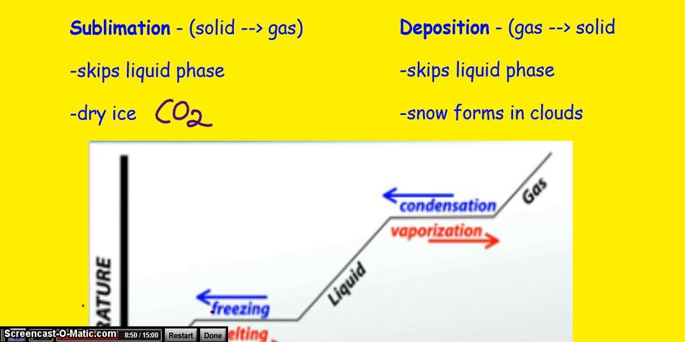Deposition would be when a gas goes directly to a solid and skips the liquid phase. This could be snow forming in clouds. Sometimes you might have some water vapor in the air, then get on a frosty window in the winter, so sometimes that's an example of deposition. But again, the energy change is drastic and quick, and we see that deposition going directly from the gas state to the solid state.